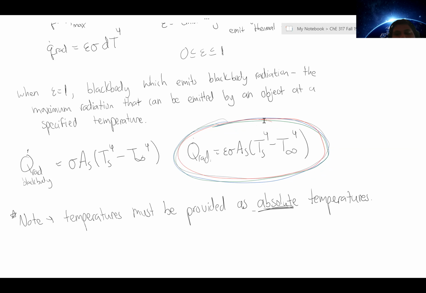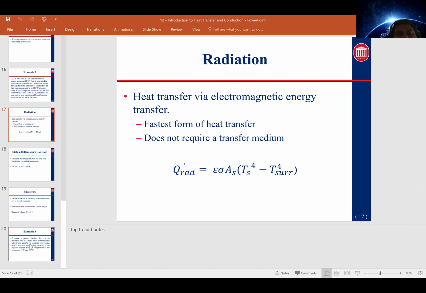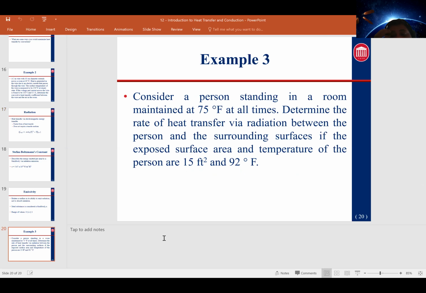So with that in mind, let's take one last look at an example dealing with radiation. Let's consider a person standing in a room maintained at 75 degrees Fahrenheit. Determine the rate of heat transfer being emitted by the person via radiation between the person and the surrounding surfaces if the surface area of the person is 15 square feet and the surface temperature of the person is approximately 92 degrees Fahrenheit.